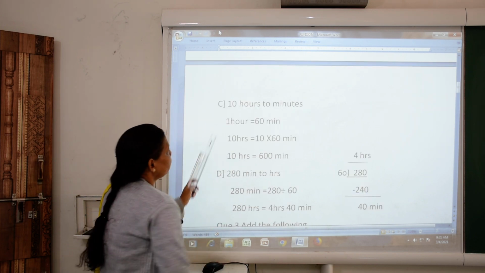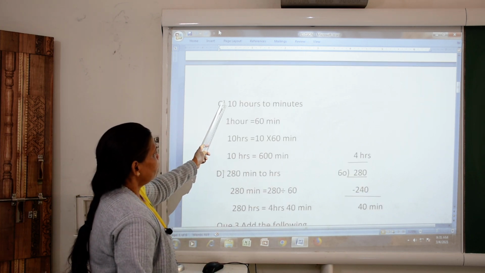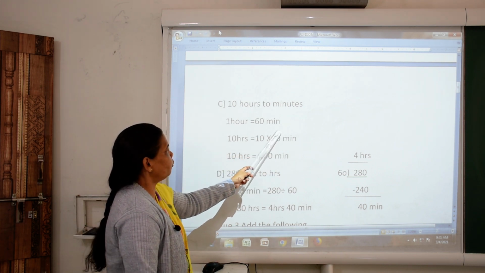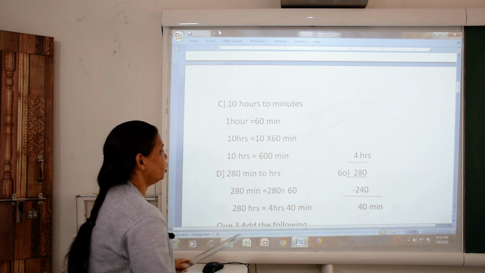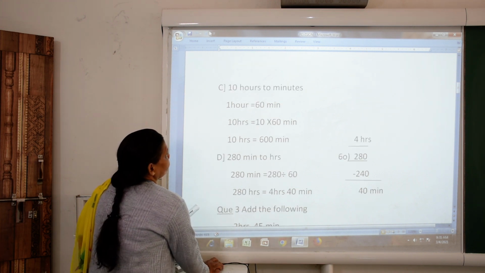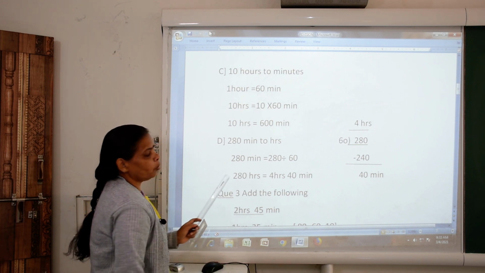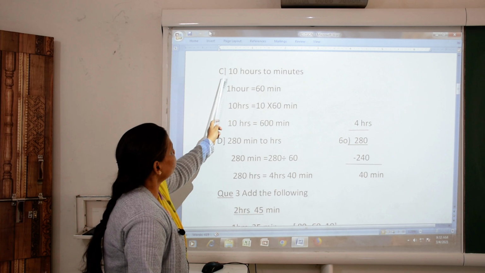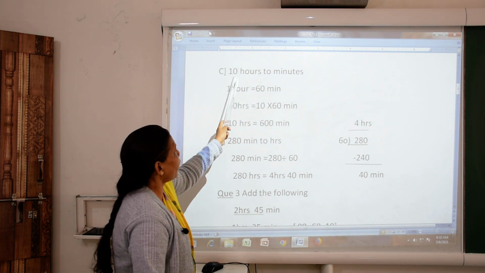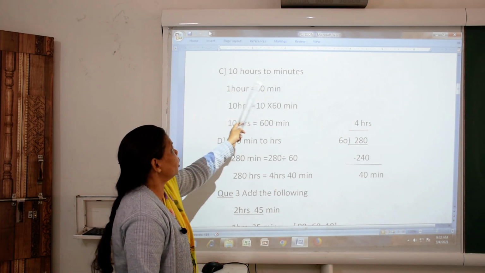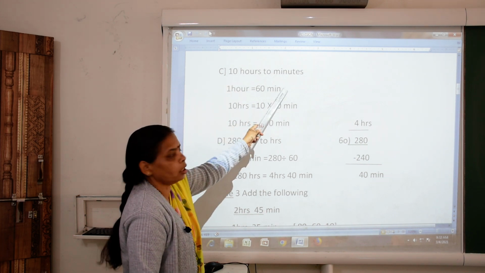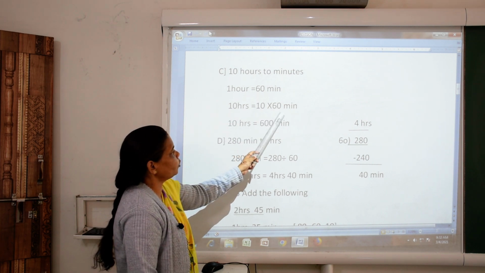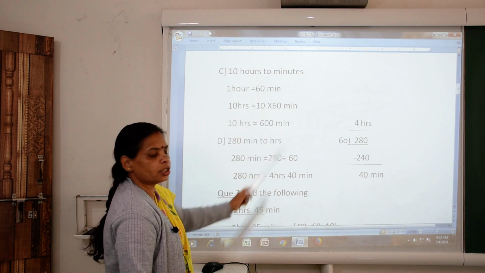Here this one is the chapter on time. The same process you have to follow. From higher to lower unit you have to multiply, and from lower to higher unit you have to divide, but here you have to divide and multiply by 60. So 10 hours 2 minutes: here hour is the higher unit and minute is the lower unit. You have to change the higher unit to the lower unit. 1 hour is equal to 60 minutes, so 10 hours is equal to 10 into 60, which is 600 minutes.